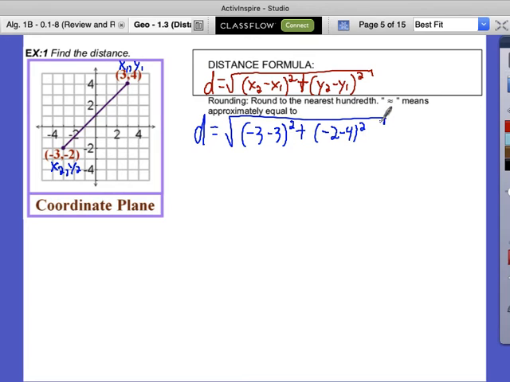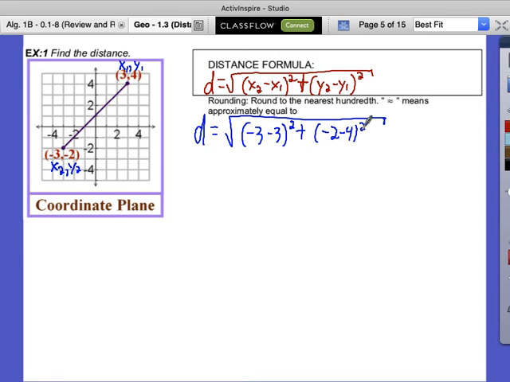Now, I put this little thing here at the end of my square root. You may or may not have seen that before. Some people do it, some people don't. It's a preference. You don't have to. I like it because then I know this is where my square root ends. Everything before that is inside the square root.